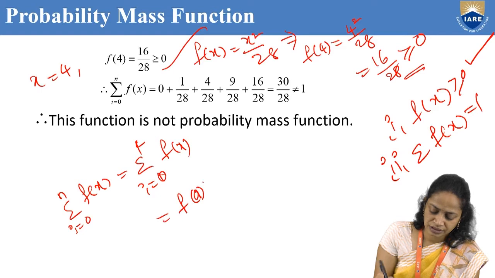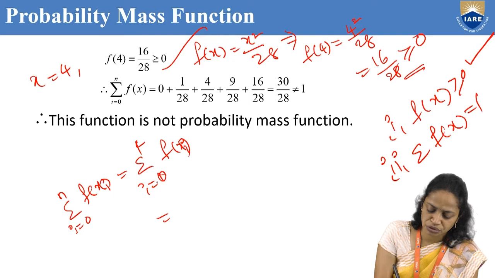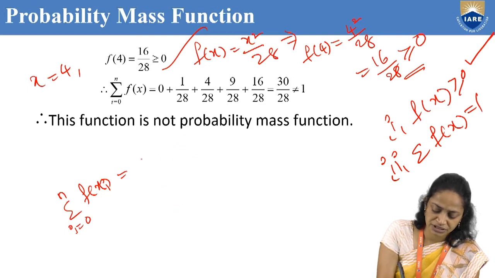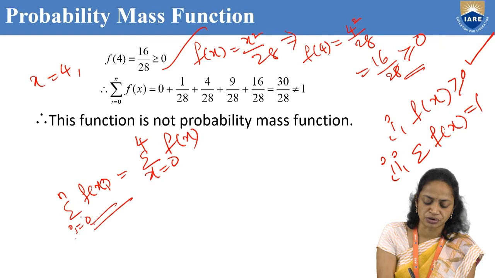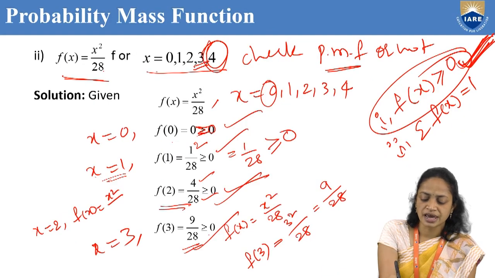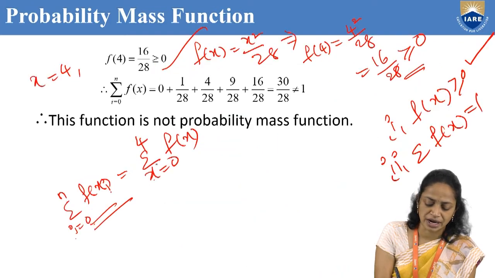So f of xi, substitute i equal to 0. Or we can write it like this also: summation x equal to 0 to 4 f of x. So summation i equal to 0 to n f of xi can be written as summation x equal to 0 to 4. Why are we writing x equal to 0 to 4? Because in the question they have given that x equal to 0 to 4. So that's why here I am writing summation x equal to 0 to 4 f of x.